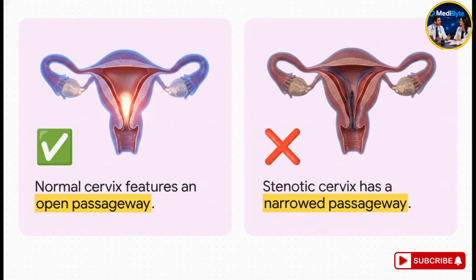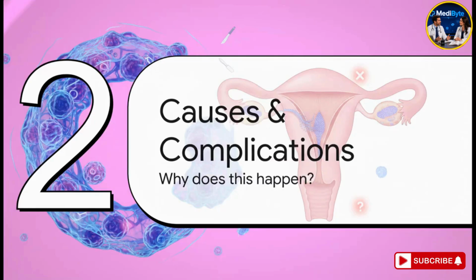Mechanically speaking, the difference is like night and day. A normal, healthy cervix features an open passageway. It naturally allows fluids to exit and sperm to enter. But a stenotic cervix? It's tightly narrowed or even completely sealed shut, which drastically restricts any flow going in or coming out.